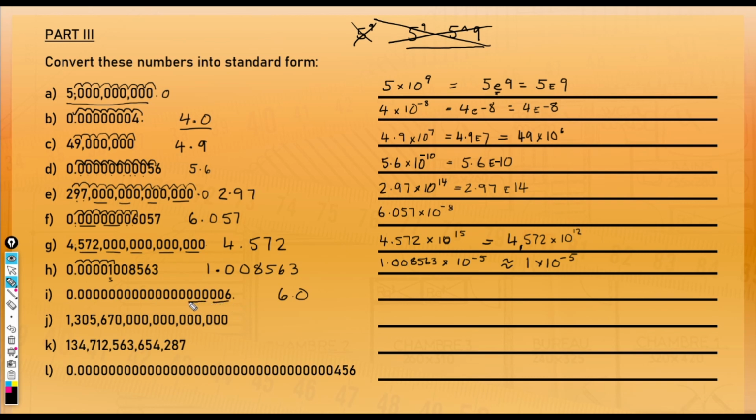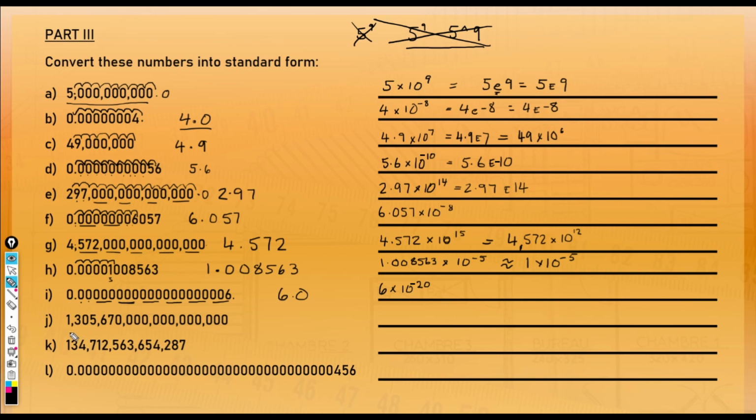3, 6, 9, 12, 14, 15, 18, 19, 20. We're going to have to count back over 20 digits to get back to the decimal point where it started. So this is going to be 6 times 10 to the power of minus 20.